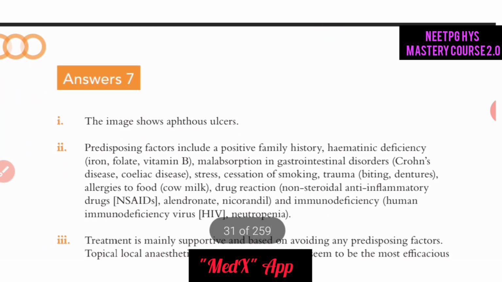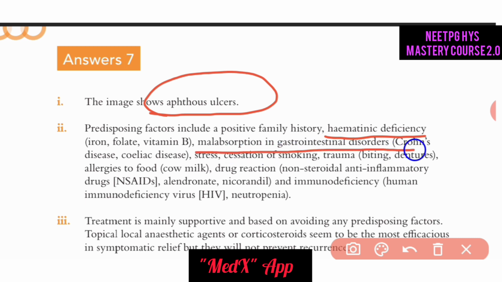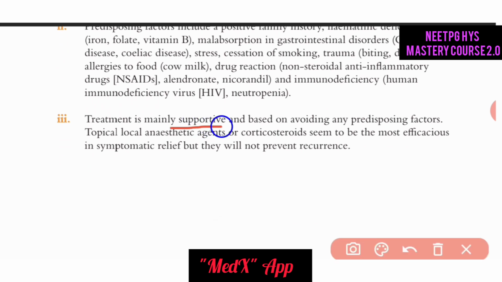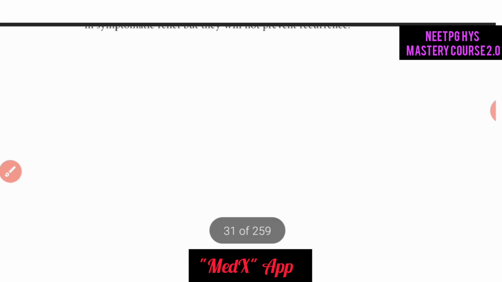So I know you are getting a hint that this is a peculiar history for aphthous ulcer. Predisposing factors are hematinic deficiency, malabsorption in gastrointestinal disorders, stress, smoking cessation, trauma, drug reaction, immunodeficiencies like HIV, neutropenia, etc. Treatment is sort of conservative, where you basically say to avoid the predisposing factors, give supportive treatment, some local anesthetic agent, corticosteroids, etc. So basically you will give symptomatic treatment, and the recurrence is basically unavoidable, so you cannot do much about the recurrence.